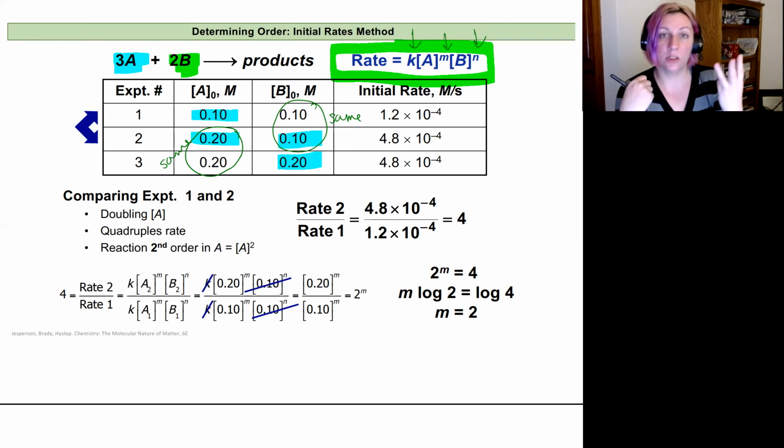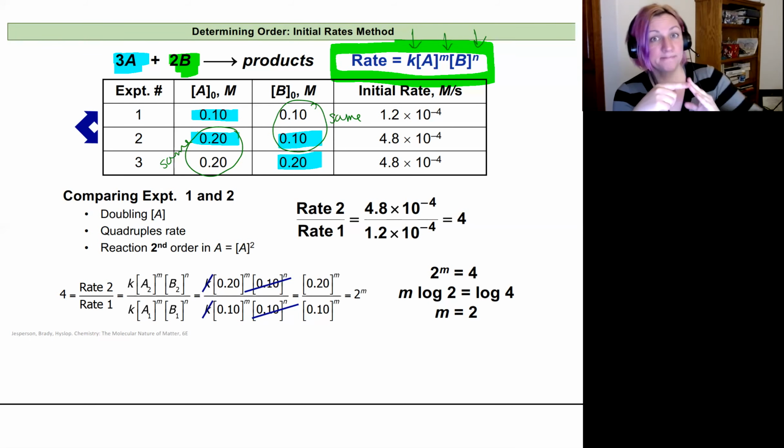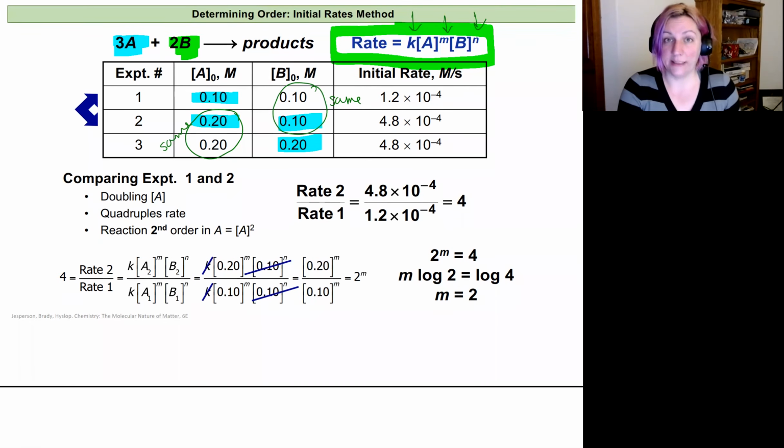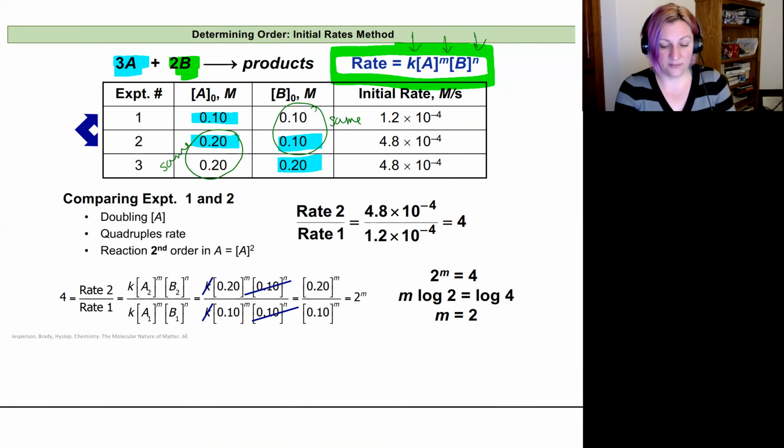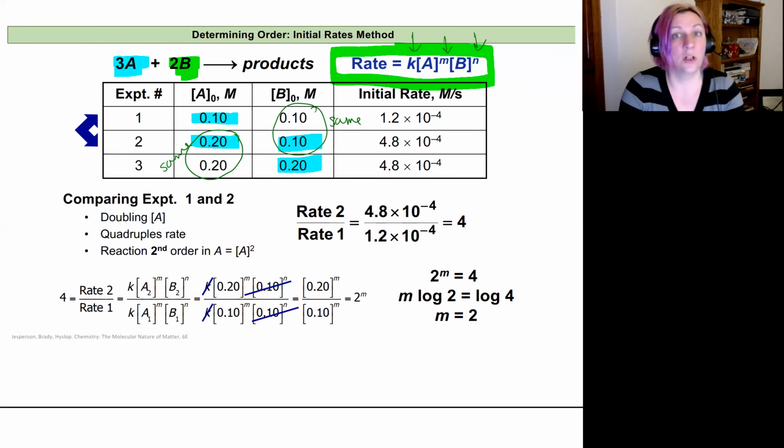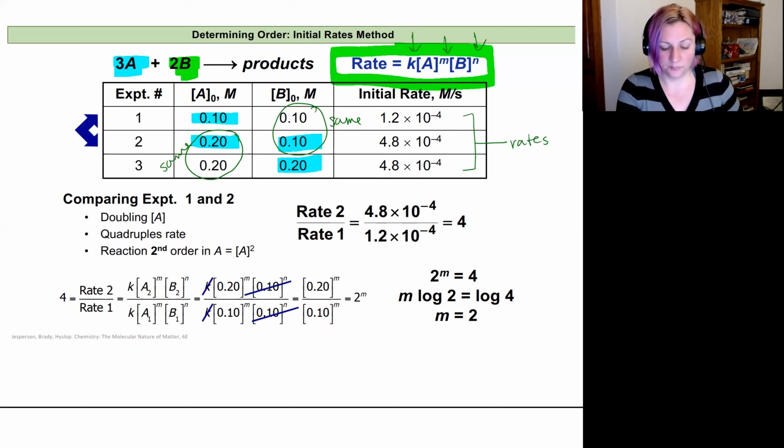So between these 3 trials, I can do a comparison of a change in A, and I can do a comparison of a change in B. And then I measure the initial rates by just taking the concentration at a specific time interval afterwards and calculating that average initial rate. And so I get then the rates for each of these reactions.